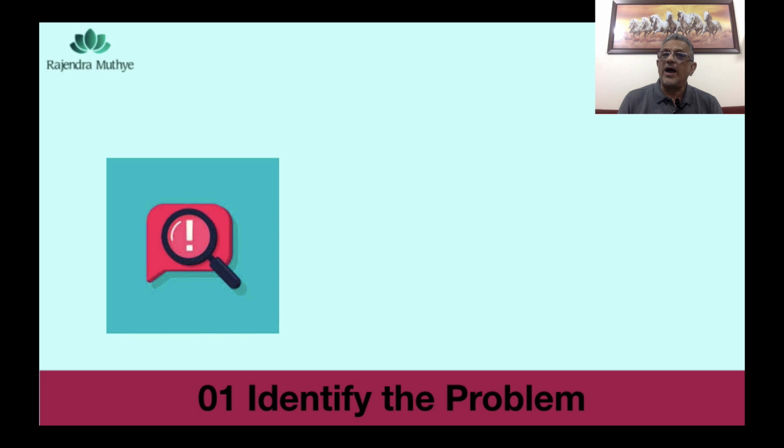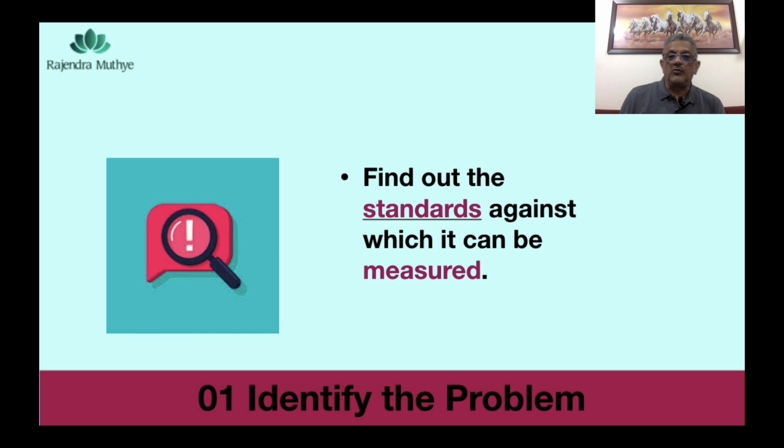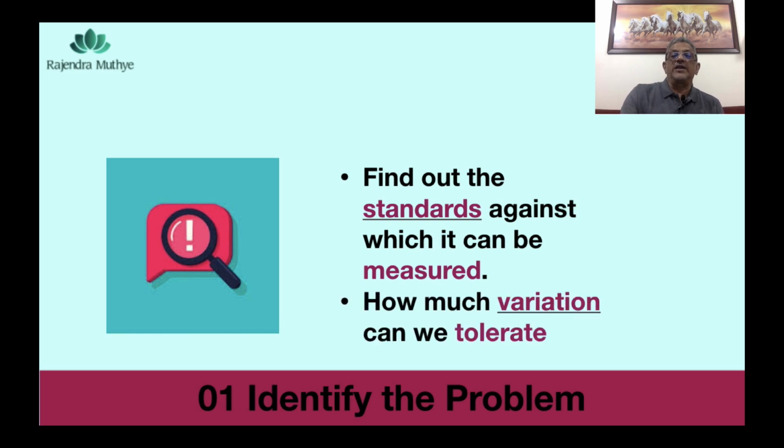The first step is to identify the problem. To identify any problem, first I have to find out what are the standards against which it can be measured. If you are in an engineering industry, there are various different guidelines to find out what are the tolerances and the standards against which it can be measured. If you are in a pharma industry, there are different pharmacopoeias. ISO is one standard, and there are various different standards available in the market. Once I have identified the standards, then I have to find out how much variation I can tolerate.